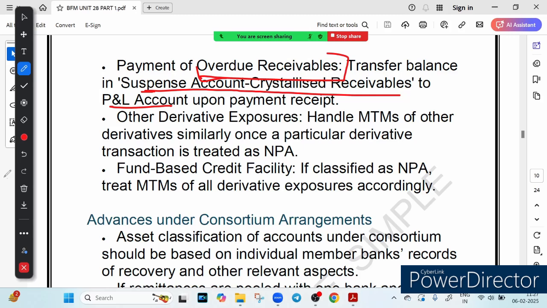Now let's talk about the other derivative exposure. What is the meaning of other derivative exposure? So friends, this does not stop with just one derivative contract. If you are dealing with multiple derivatives, once one contract gets classified as NPA, you handle the MTM for the rest of them the same way. It is like dominoes, once one fails, the rest follow the same rule. Understood? Suppose you have taken multiple derivative contracts, right? And once one contract gets classified as NPA, you handle the MTM for the rest of them. So treat all the other derivative contracts similarly once one gets classified as NPA.